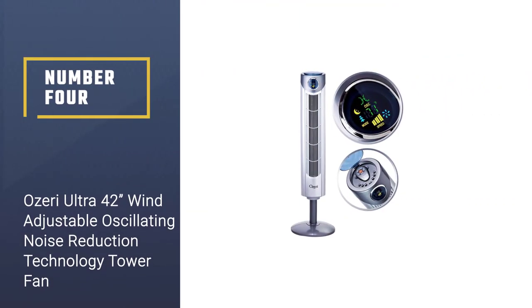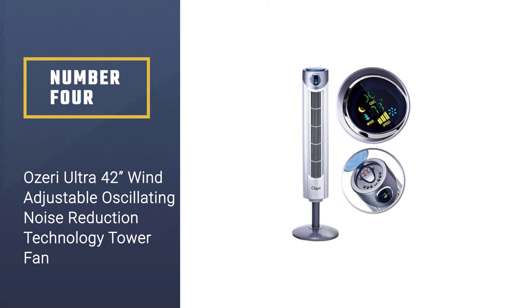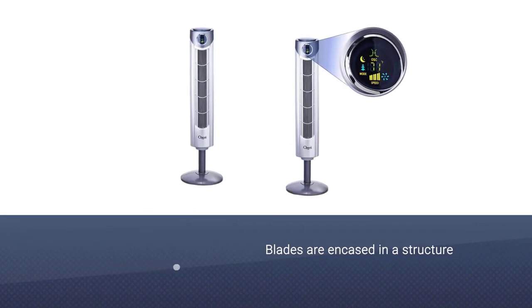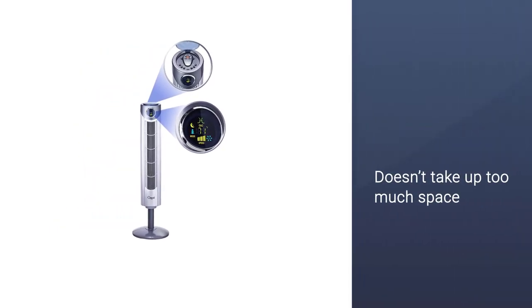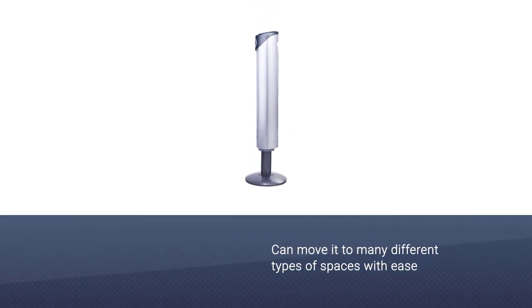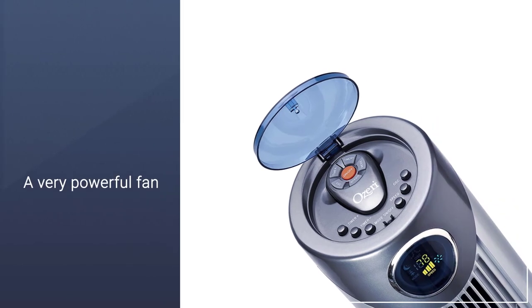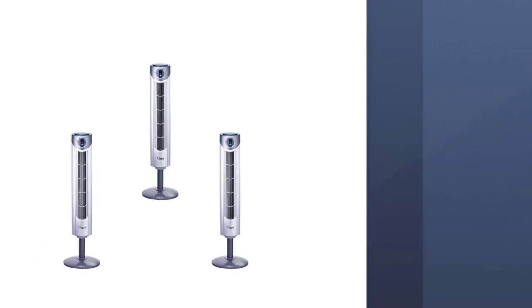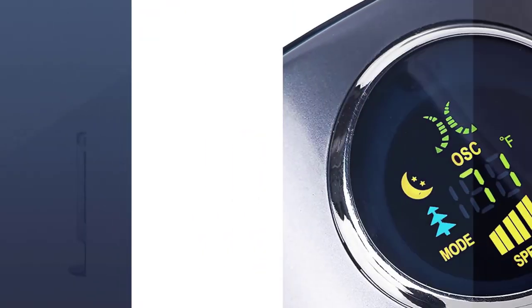Number 4. Ozeri Ultra 42-inch Wind Adjustable Oscillating Noise Reduction Technology Tower Fan. Ozeri is a very nice fan that is known as a tower fan. All of the blades are encased in a structure that is the shape of a tower, and this is so that way it doesn't take up too much space, so you can move it to many different types of spaces with ease. One of the great things about the Ozeri is that it is a very powerful fan that is great at directing airflow all throughout your home. The blades are small but powerful, and the ventilation is great at directing air.